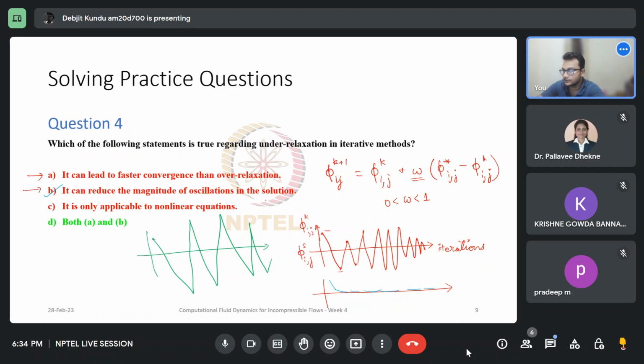So using an under relaxation in this case would have damped down those oscillations, and that could have led to a faster convergence than over relaxation. So that's why option A is correct as well. So the correct answer to this question would be option D, both A and B. Does that make things clear?